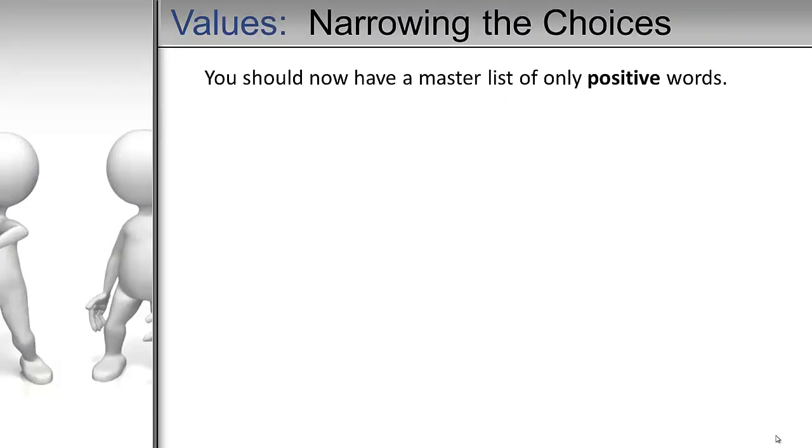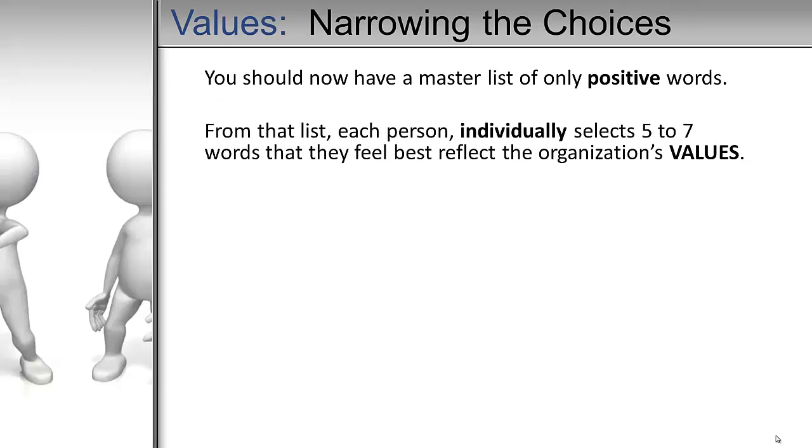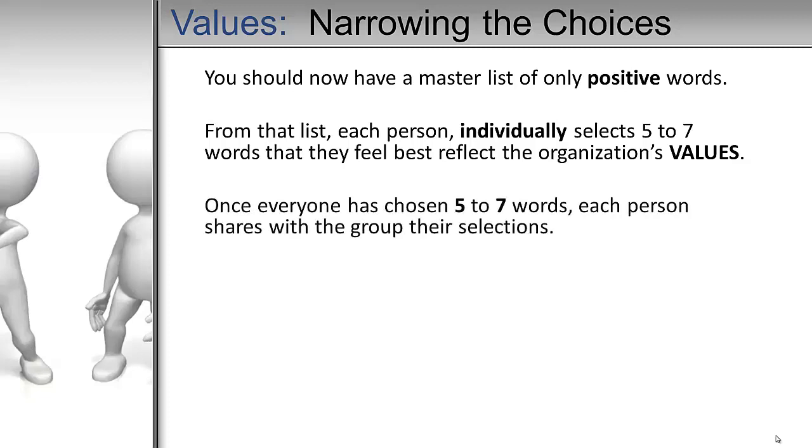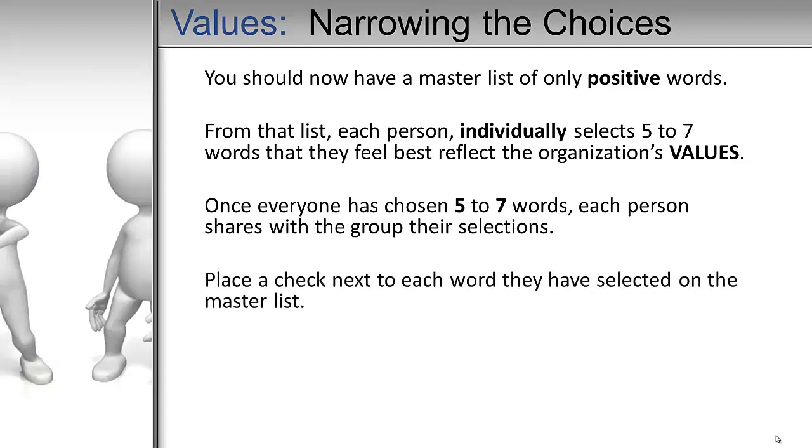Now what's going to happen is each person in your group is going to make a list of 5 to 7 words that they feel best reflect the organization's values. So in looking at that master list, they're going to pick 5 to 7 words they feel best reflect the organization's values. Once everyone has chosen, each person is going to share their selections. So you're going to give everyone a few minutes to look at that master list and have them work quietly and independently and write down 5 to 7 words. And once that's done, each person's going to share their words, and then the person that's tracking this, your leader, is going to make a check next to each word they have selected on that master list. So let's see what that looks like.